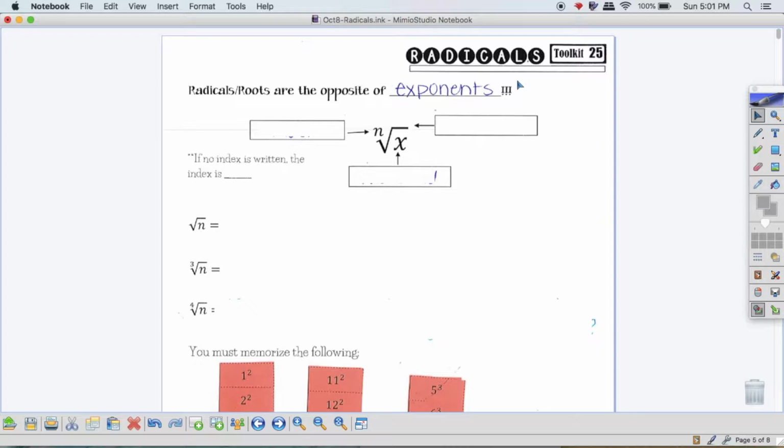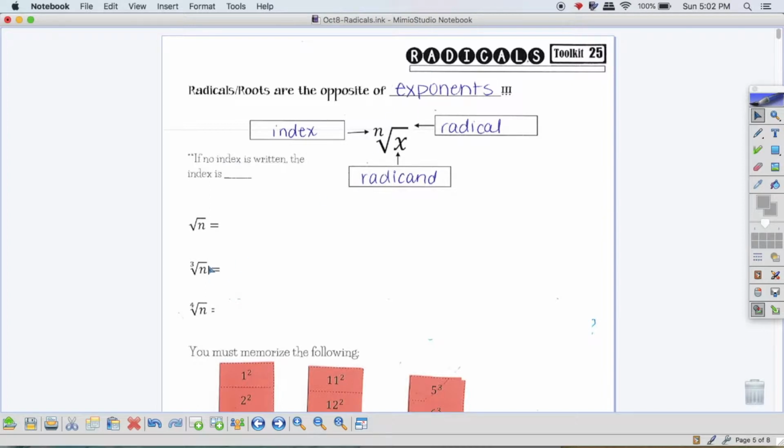Okay, a radical is this check mark sign like this. That is the radical. The expression that is under the radical is called the radicand. And the little number that is sort of inside the check mark box is called the index. The index tells you what root you are taking. So the index is the number that's going to be sort of like the opposite of the exponent.